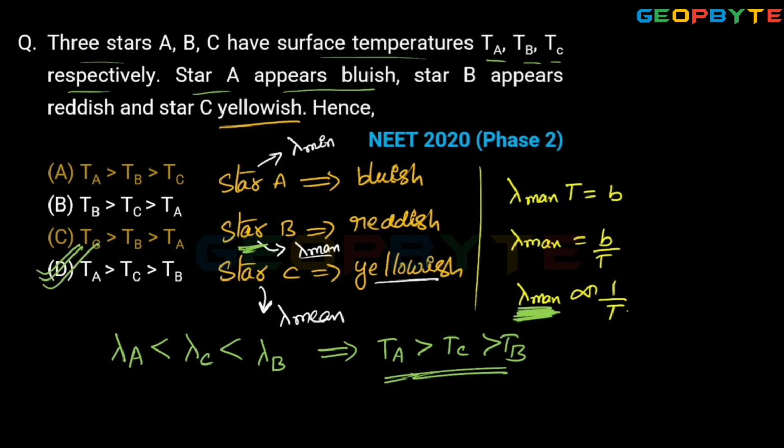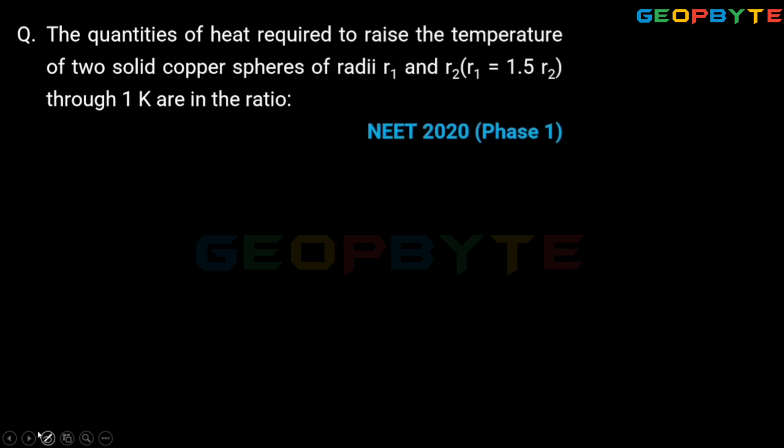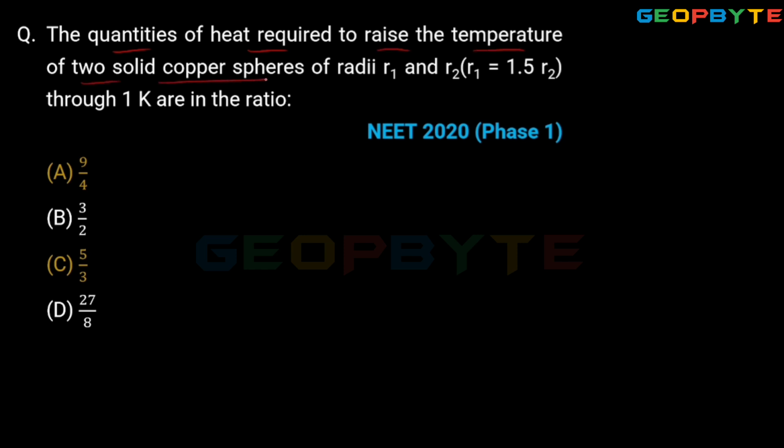Understood clearly? Similarly, let us take another important problem. Look at the screen. It is asking like this: the quantities of heat required to raise the temperature of two solid copper spheres of radius R1 and R2, given that R1 equal to 1.5 times R2, through 1 Kelvin, are in the ratio. You know, the change in temperature delta T is equal to 1 Kelvin.